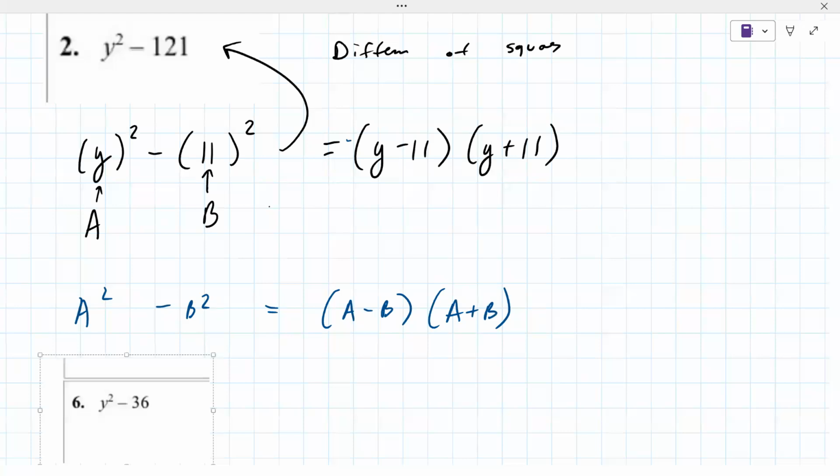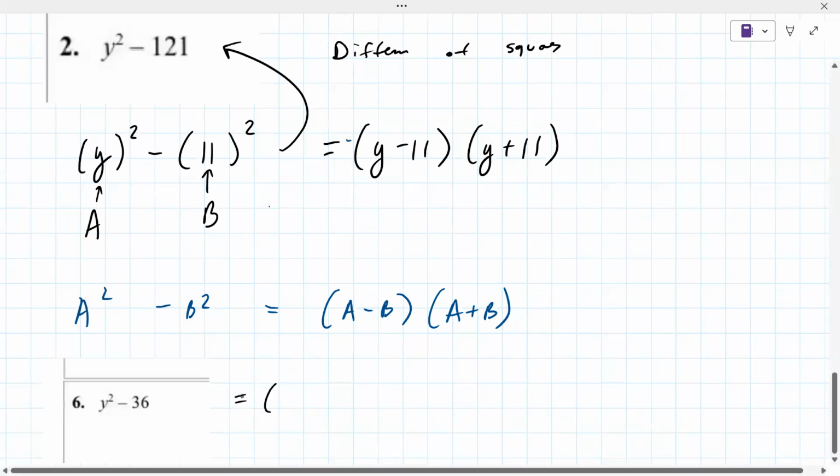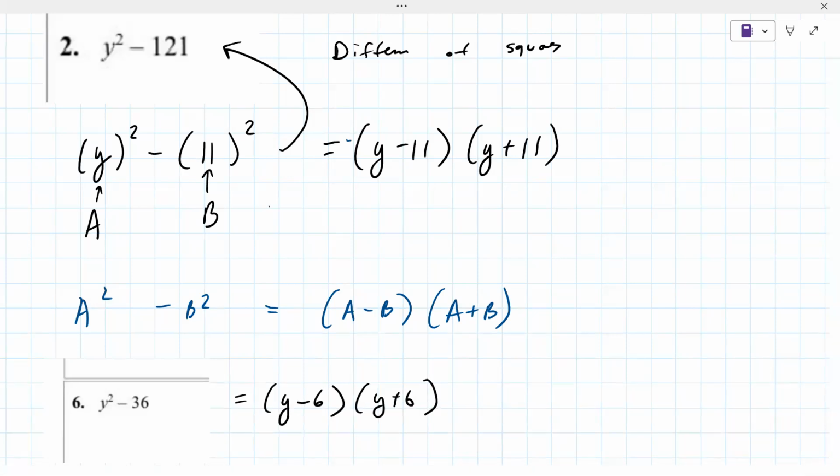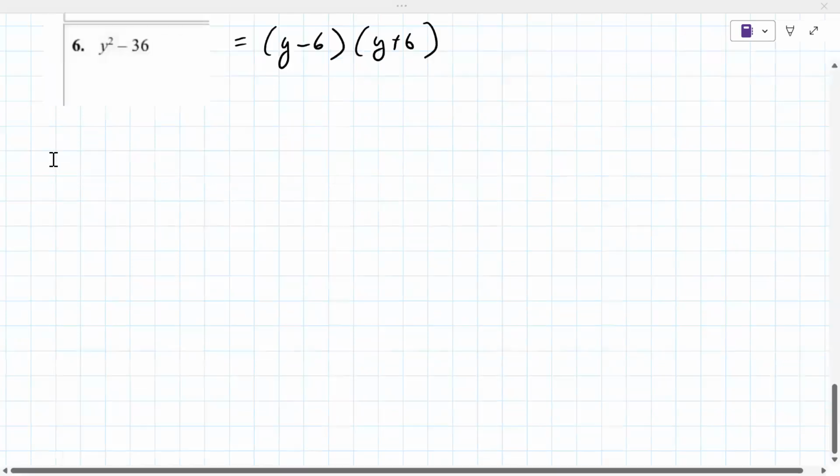Is it y minus 6 and y plus 6? Yeah, multiplied together. All right, good. Now we're going to go to 14, and this one is also difference of squares.